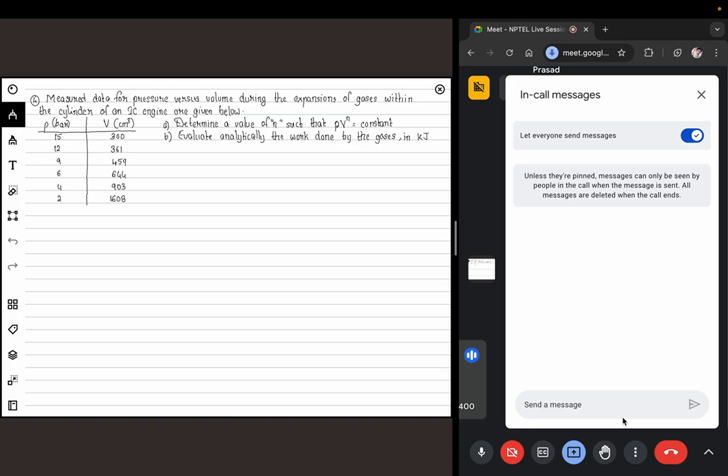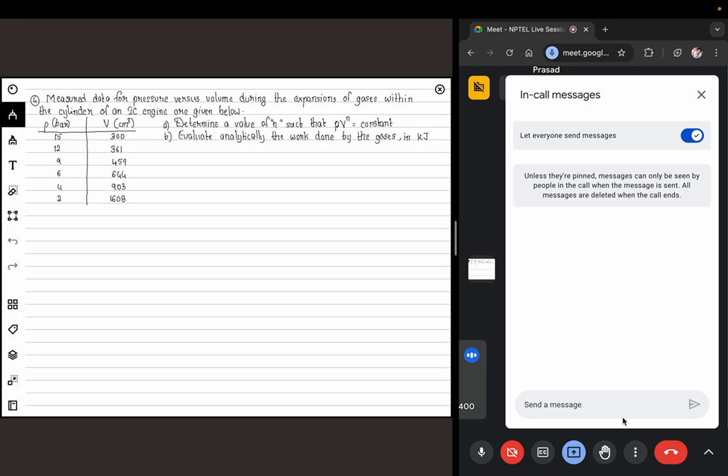The next one is straightforward in some way, but you need to have a little prior knowledge on this. Basically, the data shown here is for the case of expansion of a gas inside an IC engine. Inside an IC engine, during different strokes, the gas inside the piston will expand and compress, and this particular cycle gets repeated. So let's say you measure the volume of the gas inside a cylinder, and at the same time you measure the pressure.